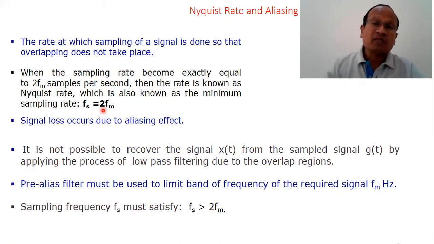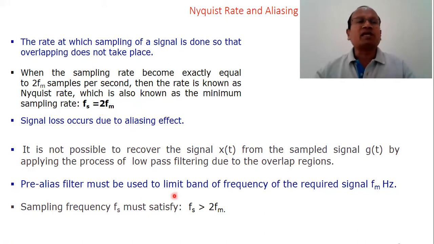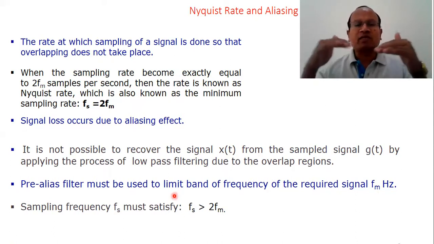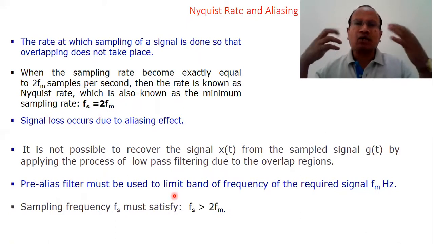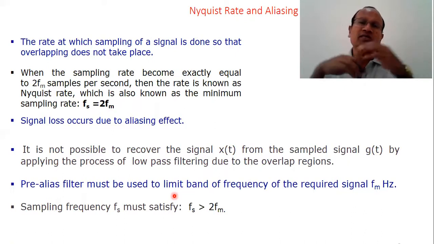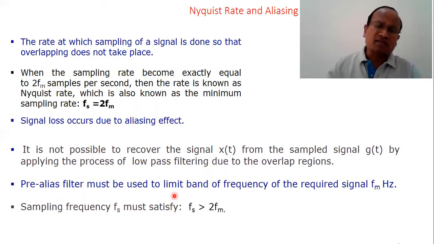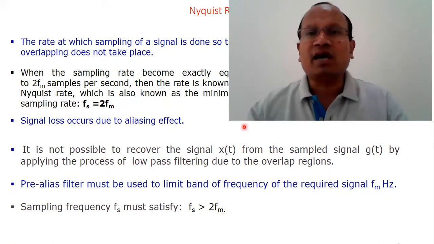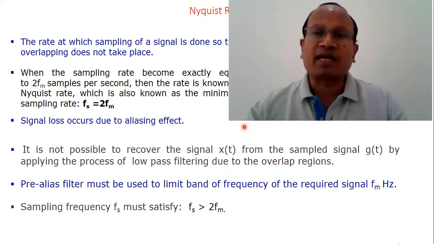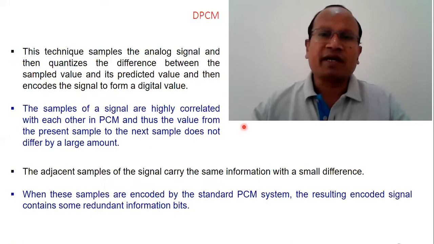If it is not, there is a probability that there may be overlapping between two adjacent components, two neighboring components, that causes signal loss, distortion, and crosstalk in telephonic communication and other communication systems. And that effect is called aliasing. Therefore, the sampling theorem plays an important role wherever we use the sampling process. So in order to avoid aliasing, the sampling rate must be greater than the Nyquist rate.